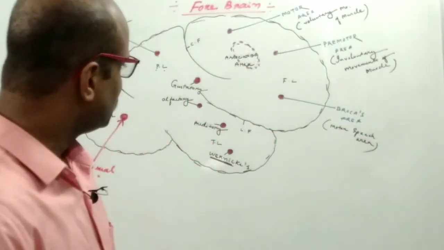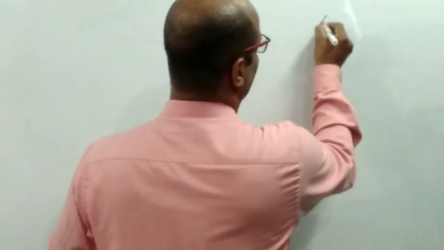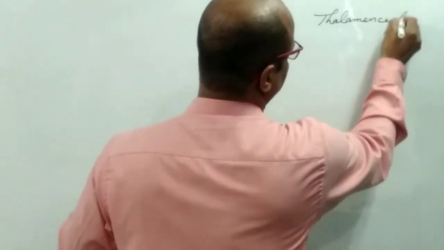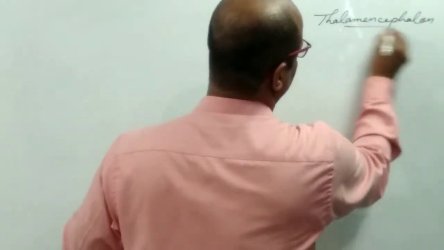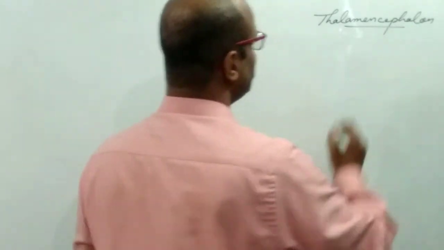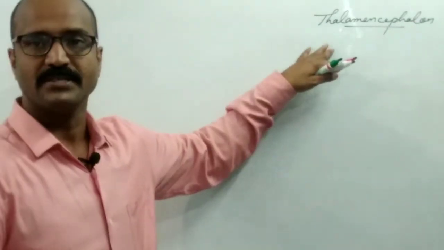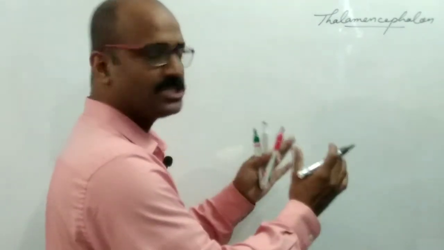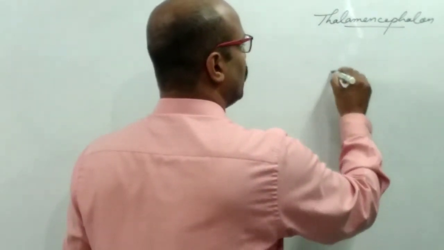Now come to the diencephalon. The diencephalon is also known as the thalamencephalon, because it contains the epithalamus, thalamus, and hypothalamus. So, what is the position of the diencephalon?